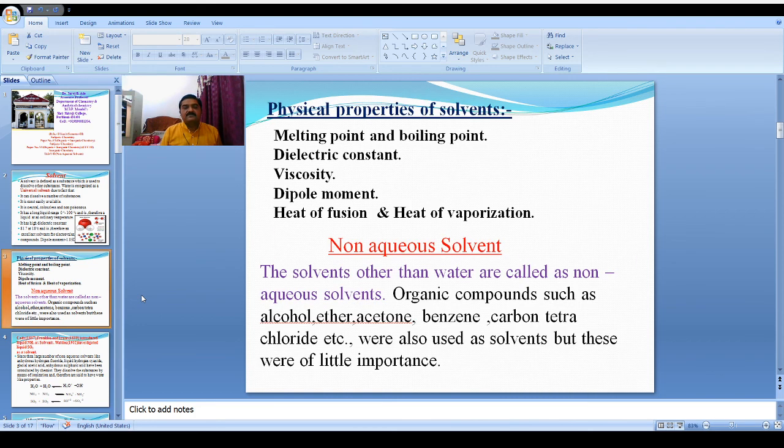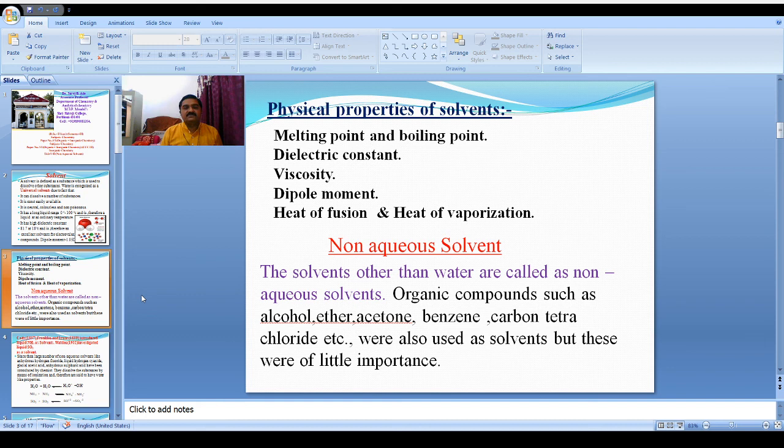Again, a solvent shows some physical properties. First is the melting point and boiling point. Second, dielectric constant, viscosity, dipole moment, heat of fusion and heat of evaporation. We can explain them here one by one. You know the definition of melting point as well as boiling point. Second one is the dielectric constant. This dielectric constant is the actual product of the charges, that is cations and anions, which are present there.